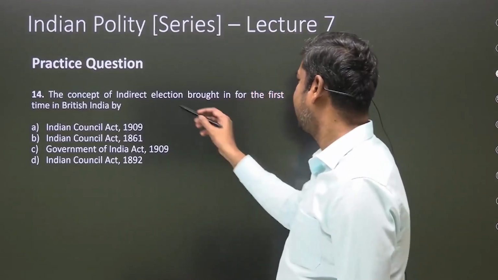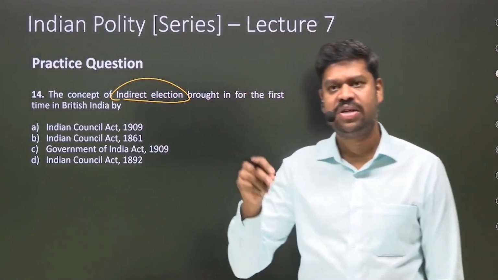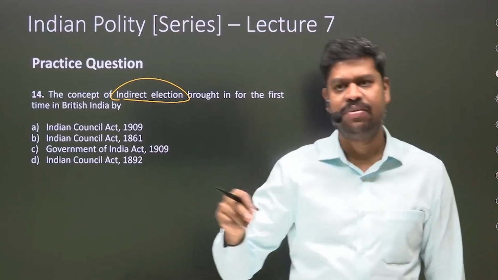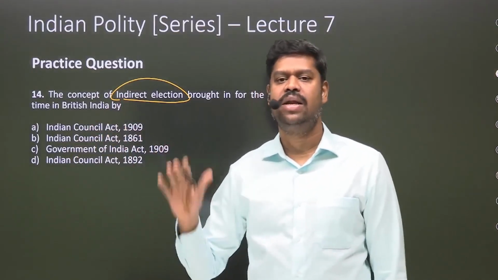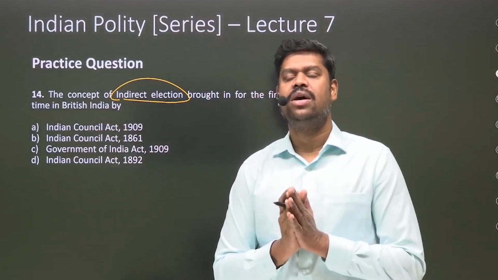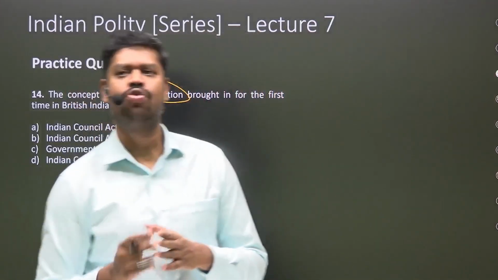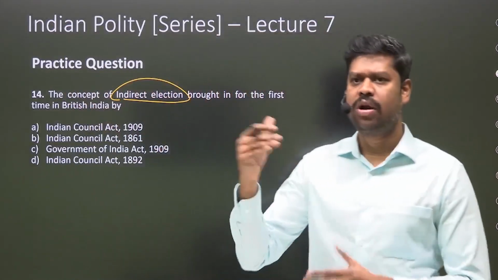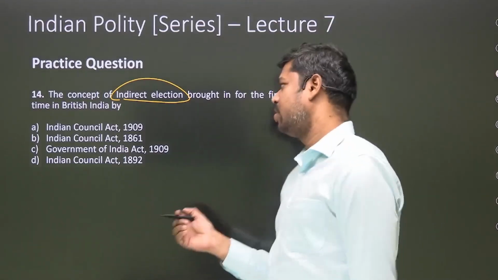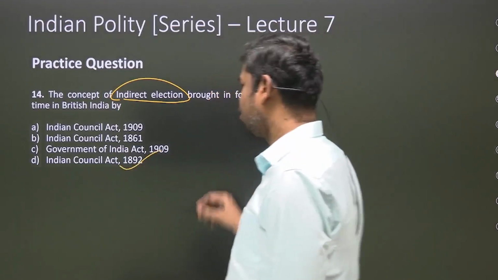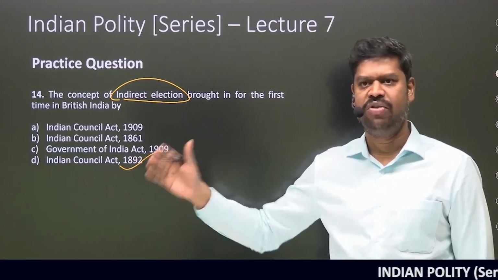The concept of indirect election brought in for the first time during the British rule, and in which act? I have already said for the first time there was some element of indirect election in the Indian Council Act 1892, although the expression indirect election was not directly mentioned in that particular act. So it continued to be a system of nomination, but more or less it was like a system of indirect election. So the principle in essence of indirect election was brought in by the Indian Council Act 1892, which also continued in 1909. So till 1909 it was only a system of indirect election.